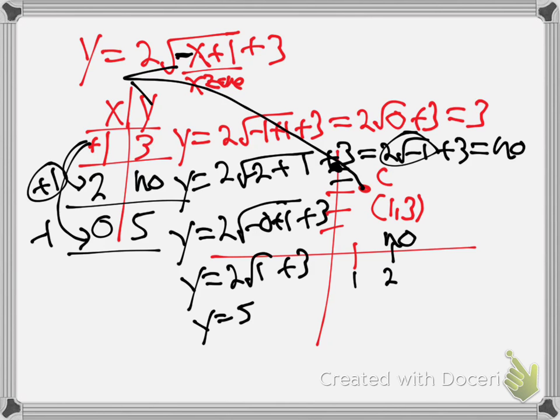Make sense? Now, how do I know it doesn't go like this? Because root graphs are slow growth. They're mostly sideways, not mostly up and down, right? It's a bowl turned down, not a bowl turned up, right? So not like that, but the way I've got it. Everybody see that? We okay?